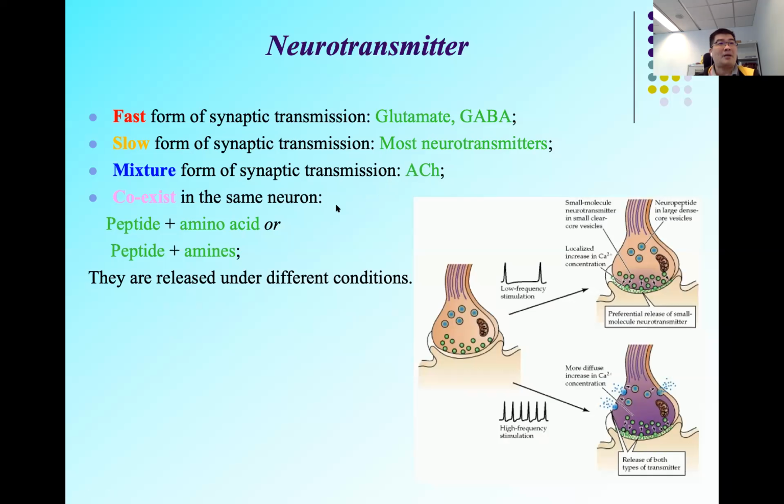Okay. Some of those coexist in the same neuron, for example, peptide plus amino acids or peptides plus amines. Now they are released under different conditions. So, for example, here is the case. With low stimulation, it's the neurotransmitters. With high frequency, even the neuropeptides are being released. Okay.